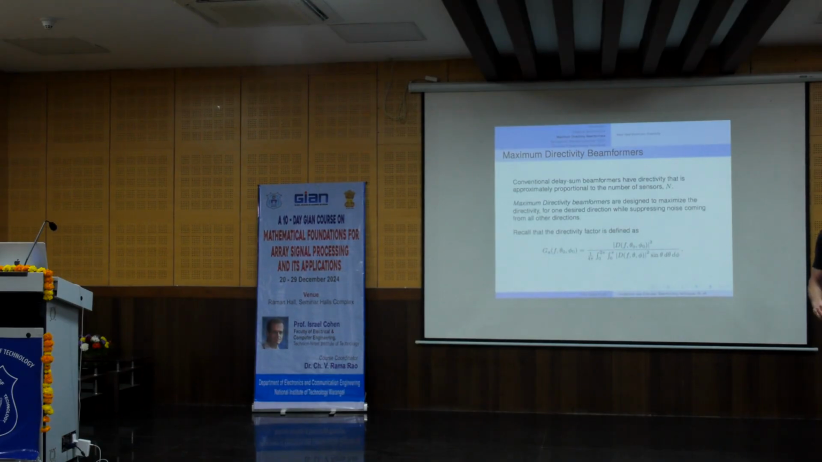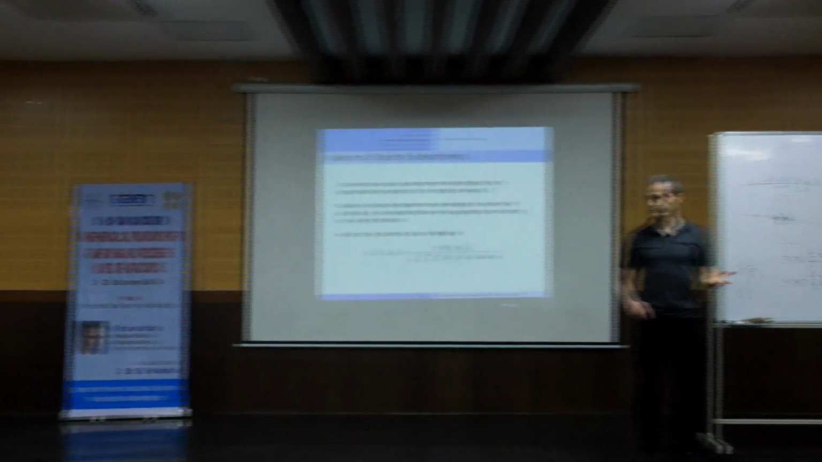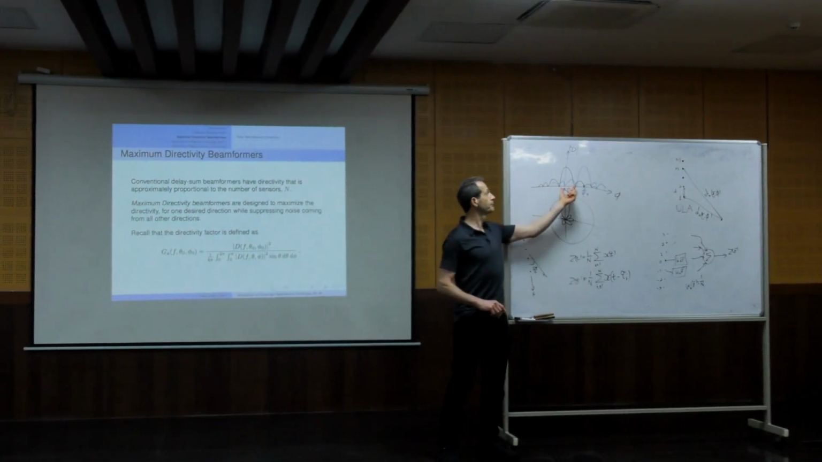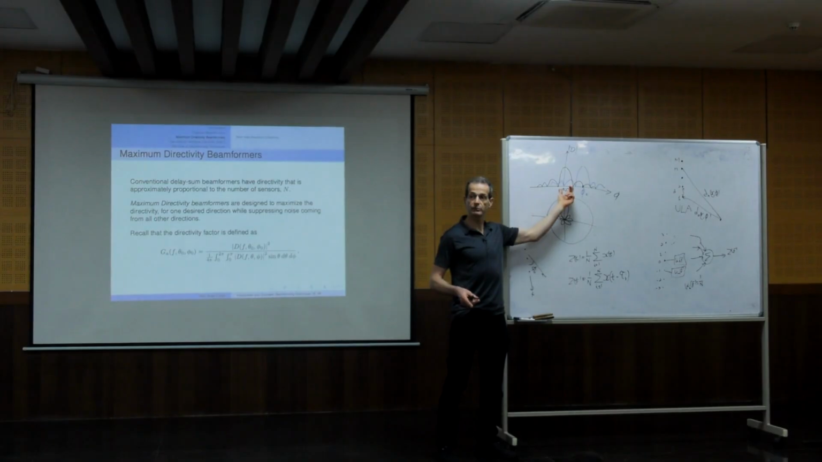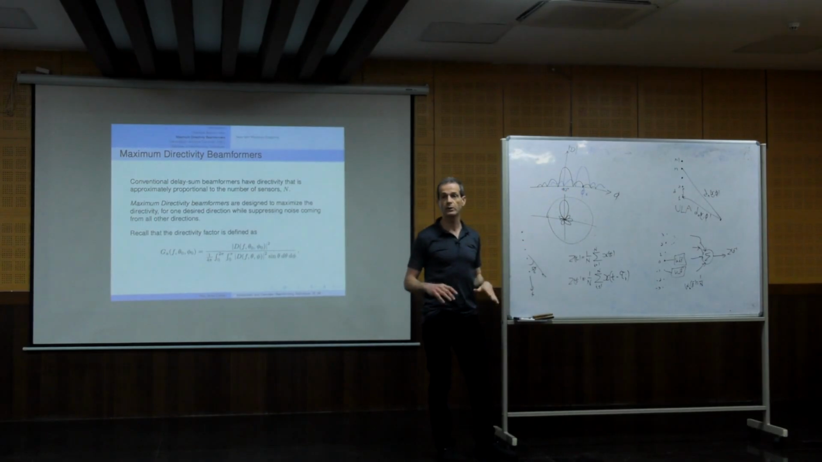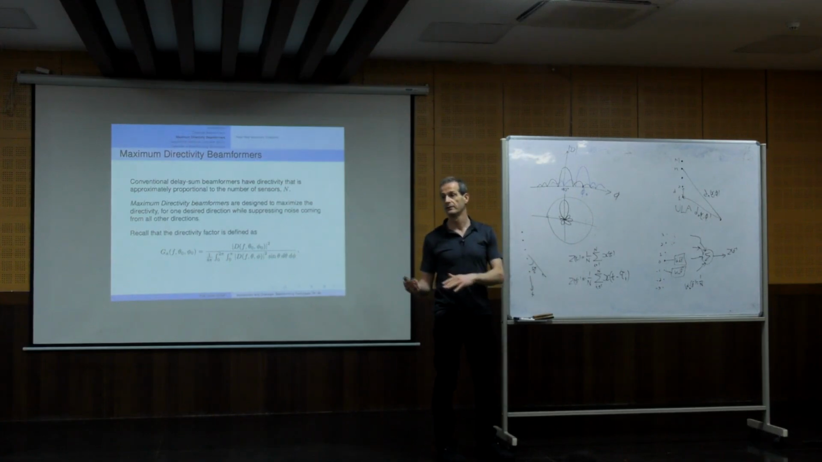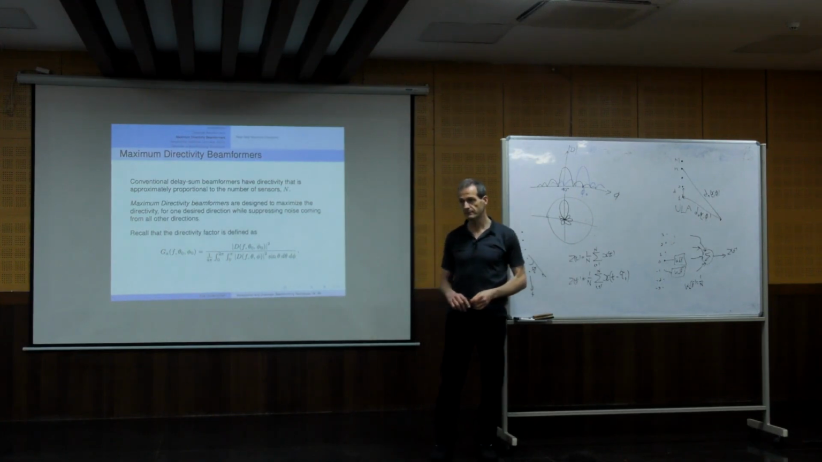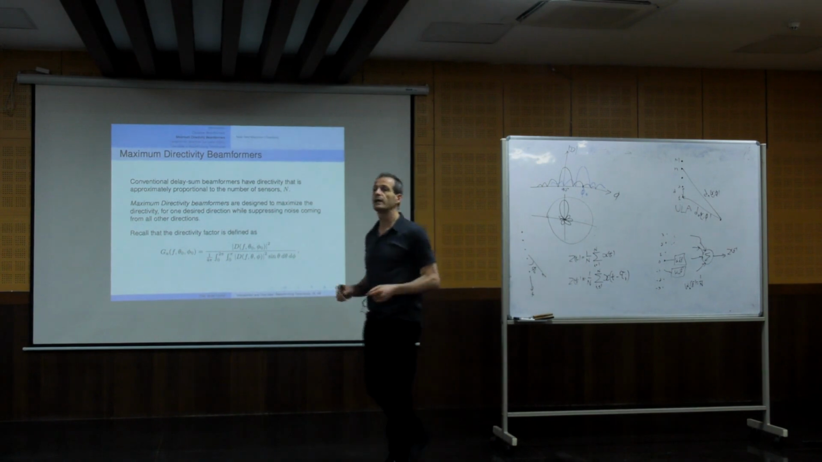So we have different names. If the beam pattern doesn't change in frequency, we call it a frequency invariant beam pattern. If only the beam width remains the same, independent of frequency, but the side lobes may change for different frequencies, we call it a constant beam width beamformer. Okay? It depends on what we like.